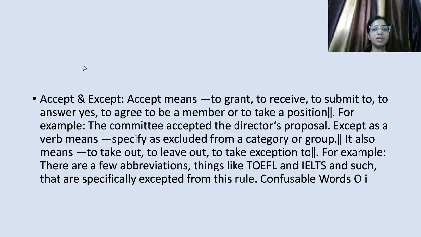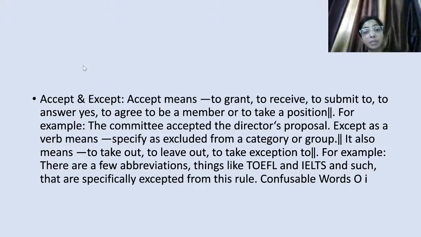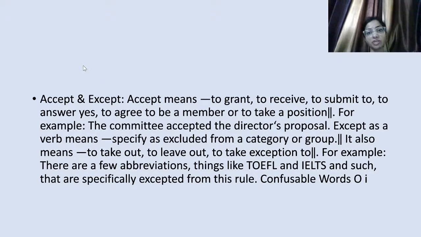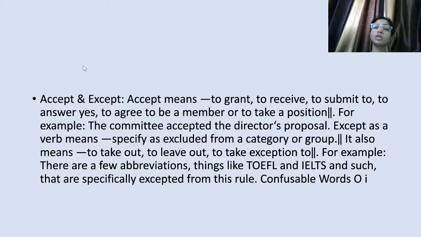ग्रहण करना, रिसीव करना. To grant, to receive, to submit, to agree, to say yes, or to agree to be a member. Suppose he accepted to become the shadow prime minister of the country. What does that mean कि उन्होंने उस पोजीशन को एक्सेप्ट किया. या फिर आप ऐसे बोलो कि she accepted that she lied. So she submitted to the fact that she lied. She accepted the gift. तो उसने गिफ्ट को ग्रहण किया, to receive.